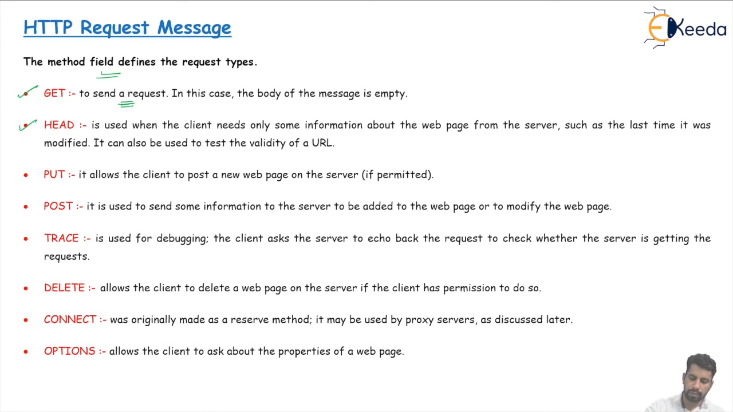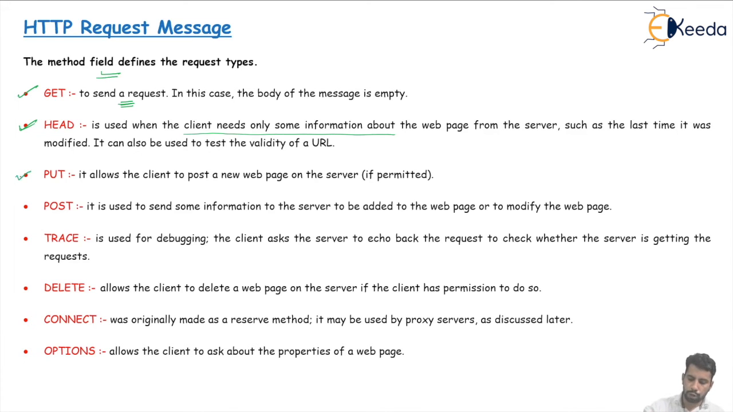Second is the HEAD method. The HEAD method is used when a client needs the metadata information about any web page. Metadata information from the web page. Then the HEAD method comes into picture. What was modified the last time, or what updates were done at the server side on any web page. When we want this type of metadata information, then the HEAD method is used.